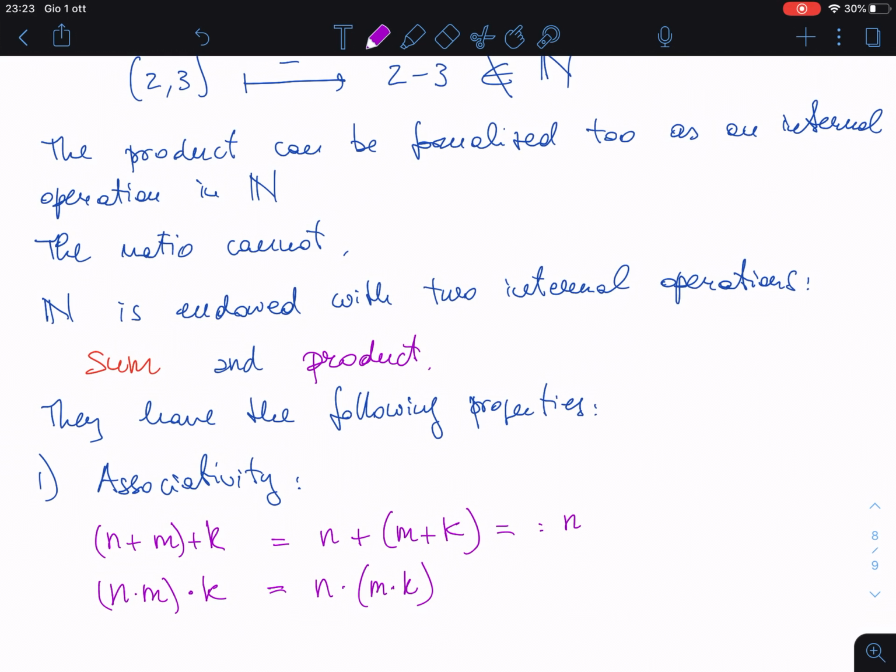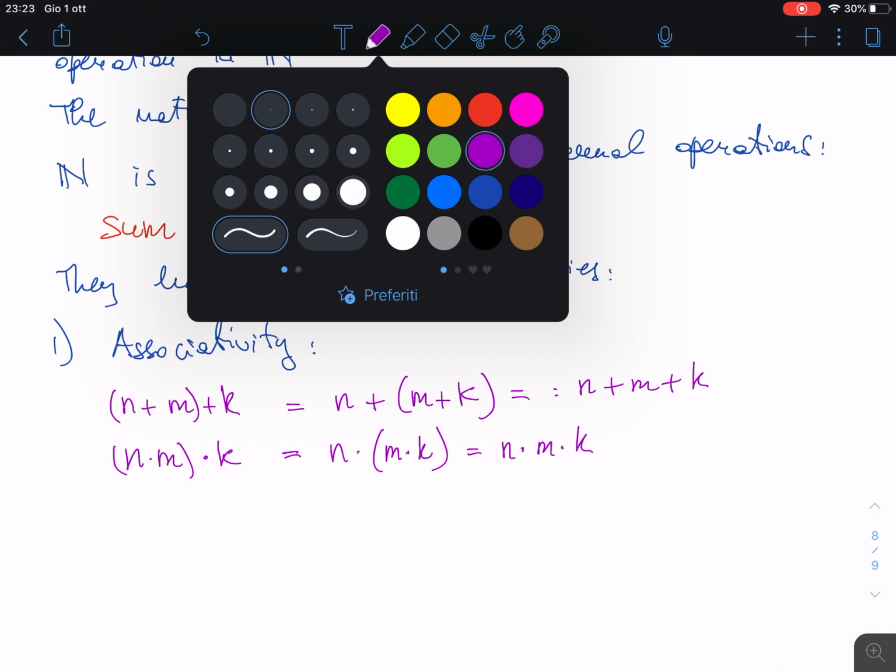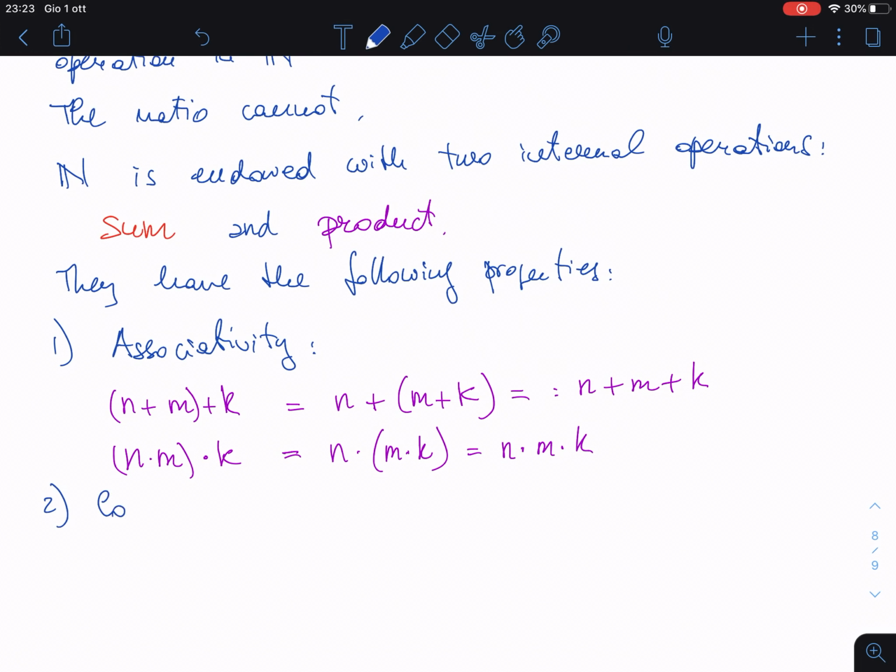So you can directly write n plus m plus k without brackets to denote what to do first, because it is irrelevant. Whatever you do first, the result is the same. And here it is the same, n dot m dot k. Okay, this is associativity. Second, commutativity, which is probably the most popular among you, because it is really simple. You have that n plus m is equal to m plus n, as well as n dot m is equal to m dot n. Okay?